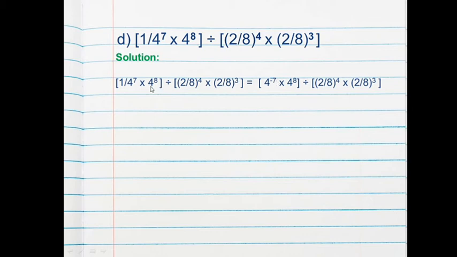Then 4 raised to the power 8 we have written as it is, then divided by. Here bases are equal, powers are different, and multiplication is given, so we will write it as it is. So here we can apply the law: multiplication, bases are same, exponents are different, it means we are going to add the exponents.